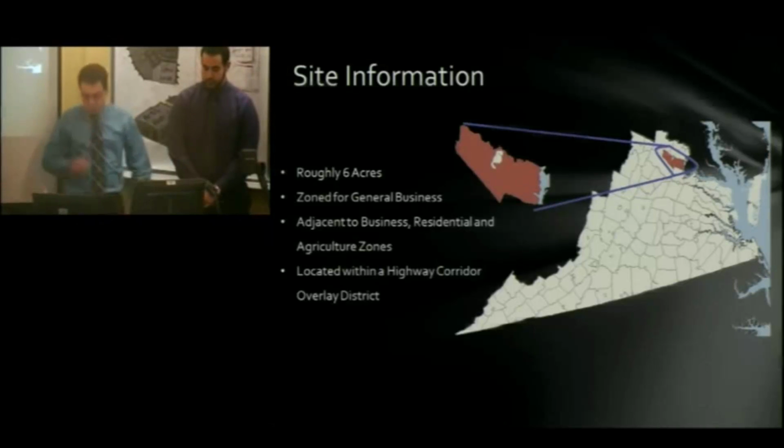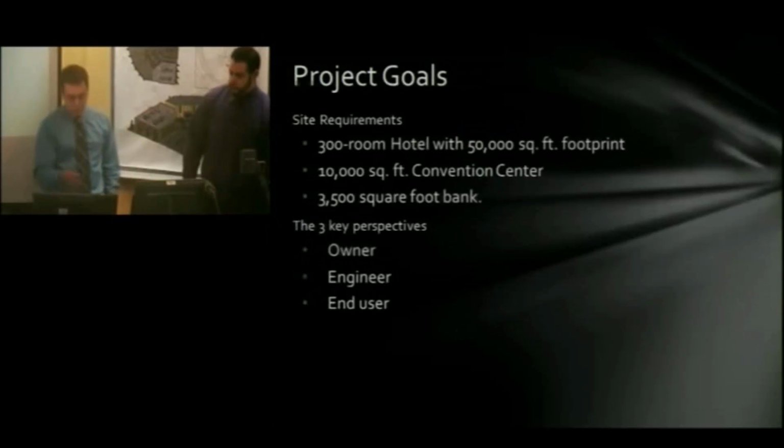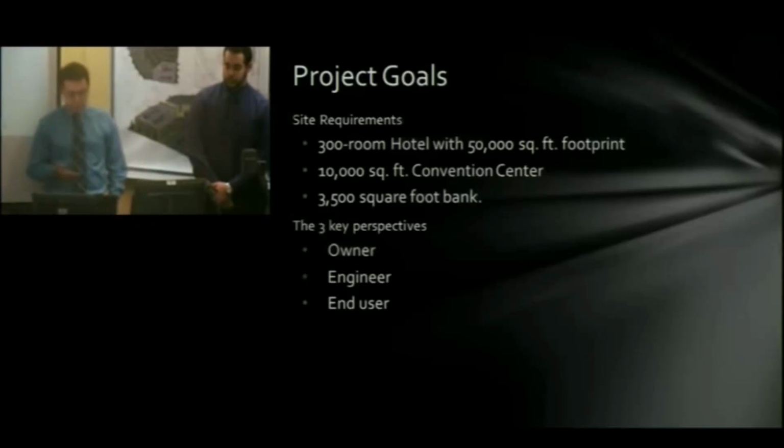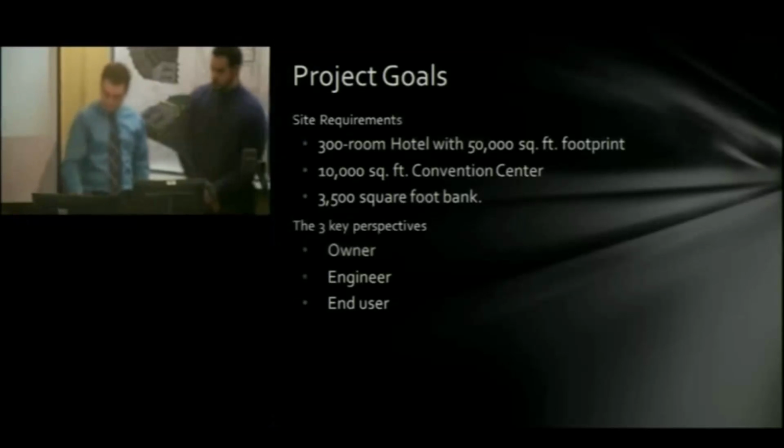It was located next to a couple of highway corridors, and here were some of the things that we were hoping to put on the site: a hotel, a convention center, and a bank. Whenever we were designing, we looked at 3 key perspectives that we were intending to design for. We looked as the owner, the way to make revenue, as an engineer trying to be feasible and safe for everybody. And we also looked at it objectively as if we were the end user, trying to make it pleasant for anybody who might have to look at it or drive through our site.